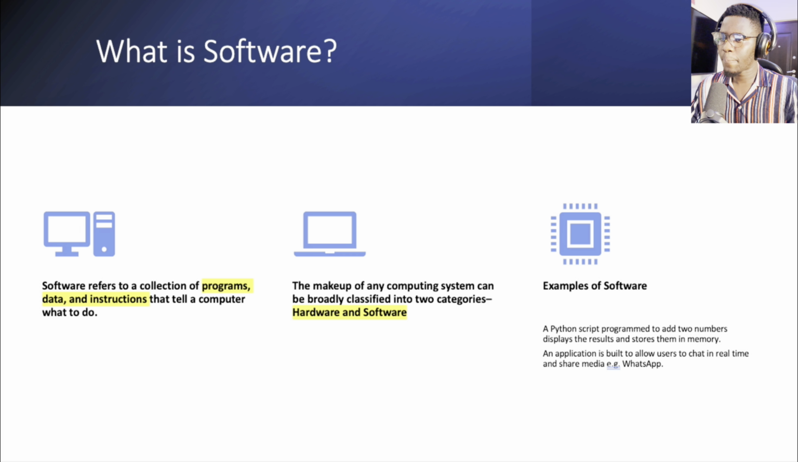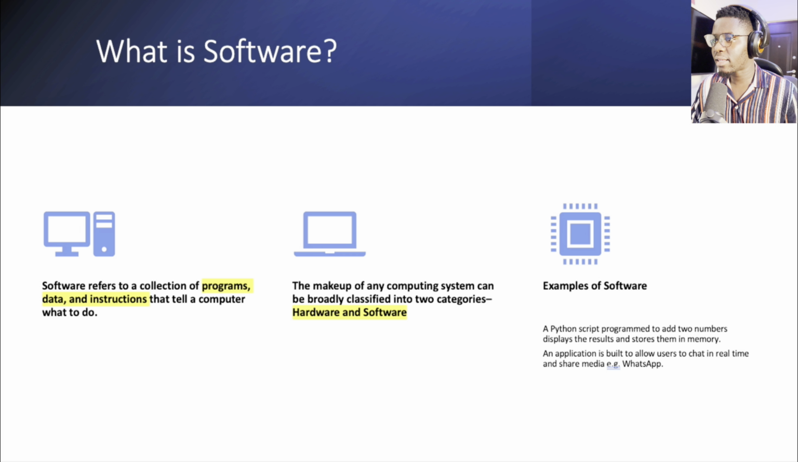So what is software? Software refers to a collection of programs, data, and instructions that tells a computer system or a computing system what to do. When we're talking about computing systems, we're talking about any electronic device that is able to take in data, take in instructions also, apply those instructions on some form of data and also provide results as expected, right?